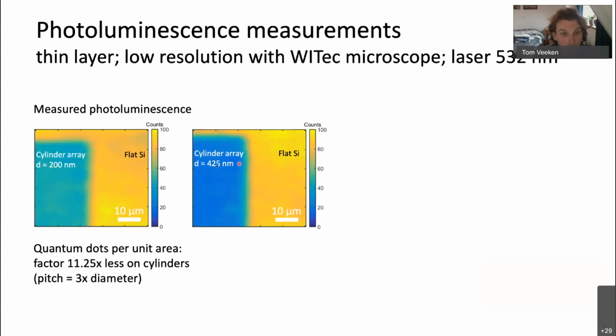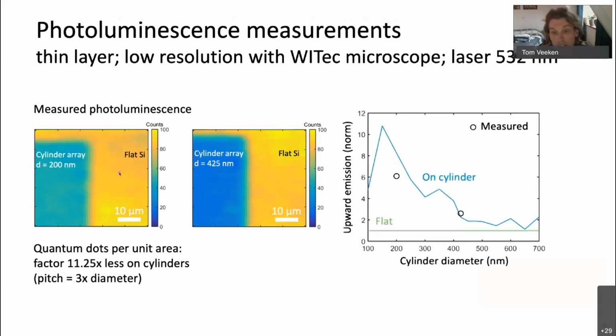So now we want to know if we actually emit, as we predicted with FDTD simulations, stronger upwards or downwards for these diameters. To do so, we have to do one correction here, which is that the amount of quantum dots per unit area on the cylinder array is smaller than that of the flat silicon. We only printed on the silicon top size. Because the pitch is, in both cases, 3 times the diameter size, we have a factor of 11.25. So the emission of the array is actually higher than of the silicon if you consider a single quantum dot emission.